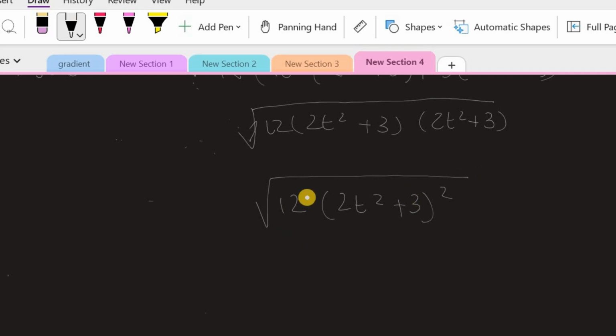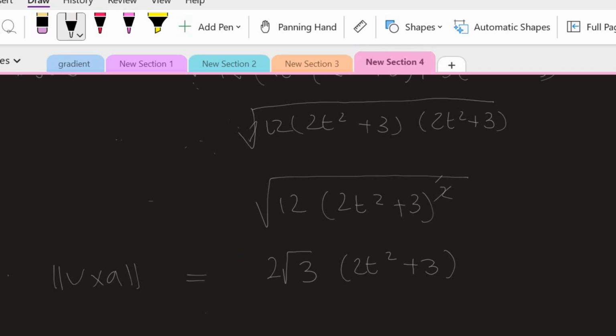So now you need to take the square root of 12. So the square root of 12 is the same as 2 square root of 3, and here this square is going to cancel out with this square, so you are left with 2t squared plus 3. Okay, so this is your answer to B cross product with A magnitude.